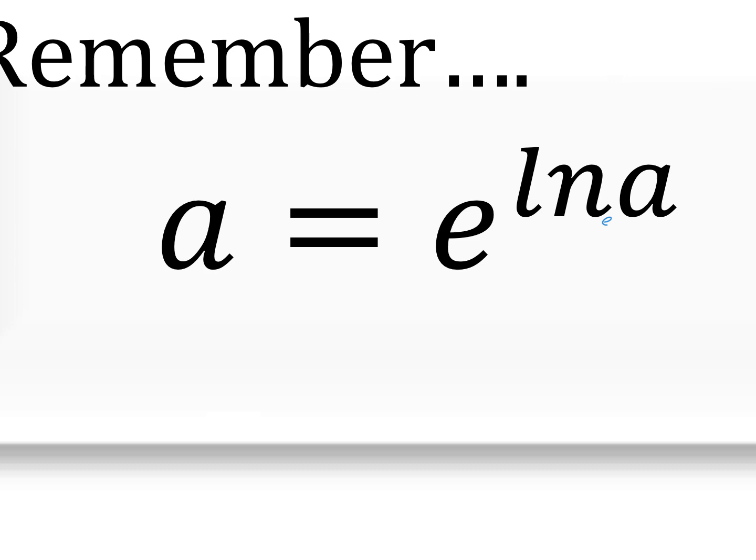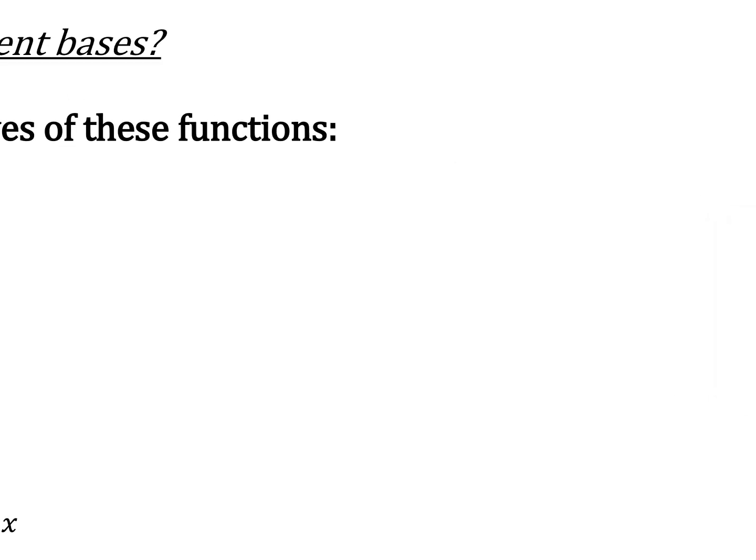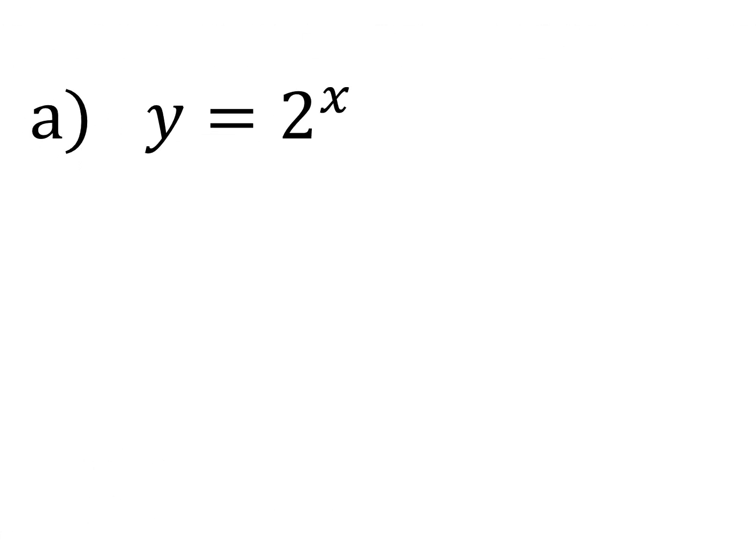You can also think of it this way. Natural log is the inverse of an exponential, so these kind of cancel each other out. Since a is e to the natural log of a, that means that 2 is e to the natural log of 2. So e to the natural log of 2 is 2, because the natural log of 2 is the power you put on e to get 2.